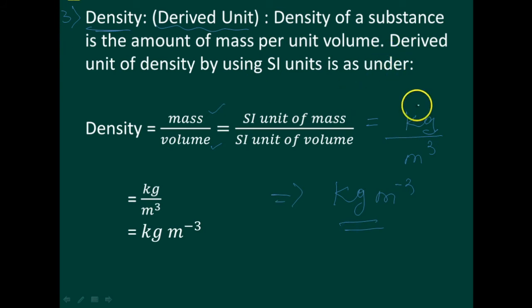Please note down this definition. Density of a substance is the amount of mass per unit volume. The derived unit of density by using SI unit is mass per volume. SI unit of mass is kg, and SI unit of volume I have explained to you, meter cube. How does this meter cube come here? The volume is equal to length into breadth into height. Length is measured in meter and this is also meter, this is also meter, so you obtain meter cube. Okay. So kg, we know, is the SI unit of mass. So this is about the density.